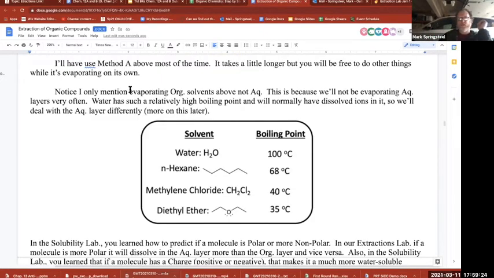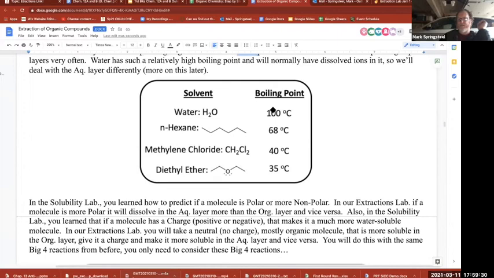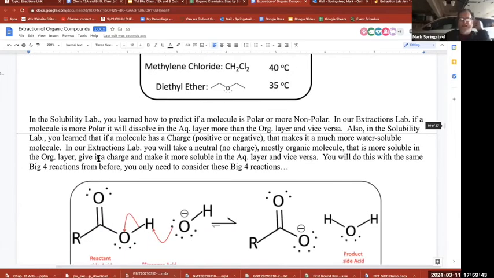Yeah, and you notice above, I said we're going to evaporate the organic layer, and we don't usually tend to evaporate the organic layer. I mean the aqueous layer, because the aqueous layer has a high boiling point, 100 degrees Celsius, where n-hexane is pretty low, and then methylene chloride, diethyl ether is really low. It evaporates quickly.